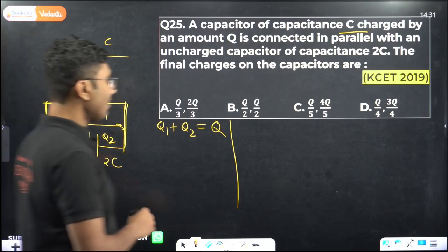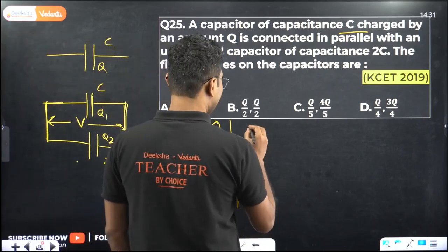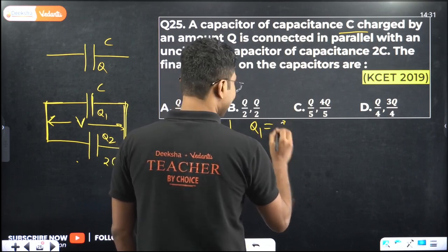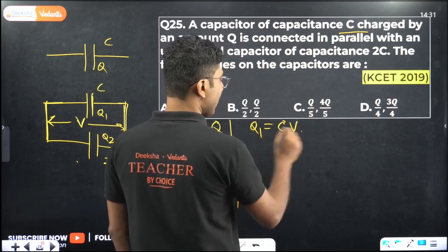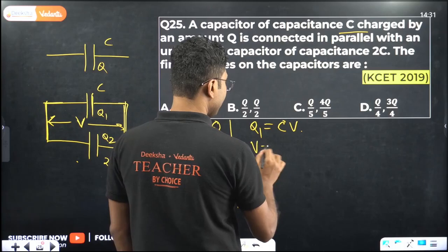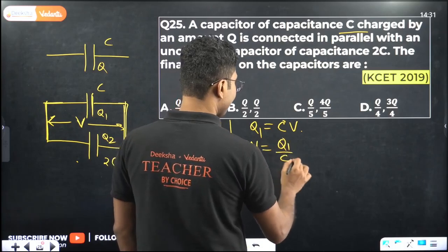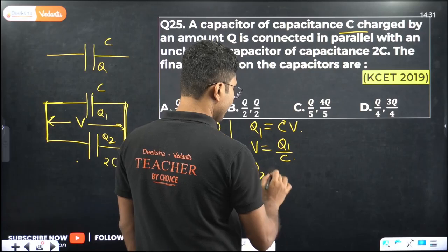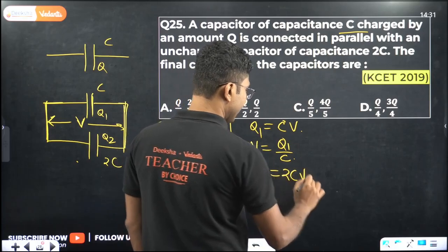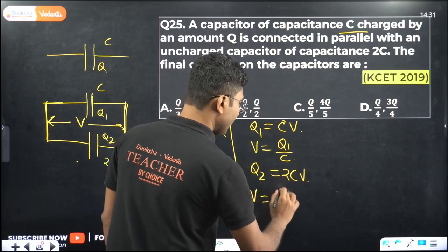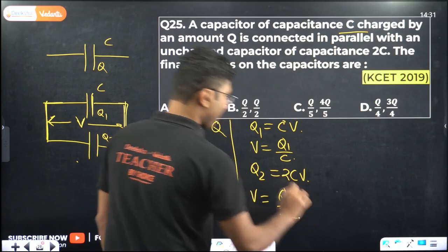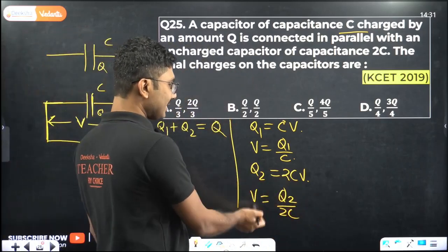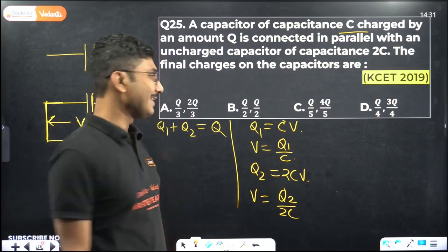So let's see how we can eliminate that. We say that Q1 is equal to C into V, or V is equal to Q1 by C. Similarly, for the second capacitor, Q2 is equal to 2C into V, or V is equal to Q2 by 2C, right? So the same thing we are applying. We are just eliminating the voltage V.